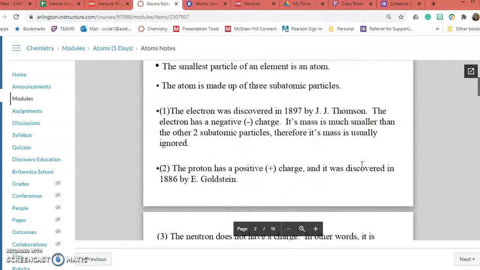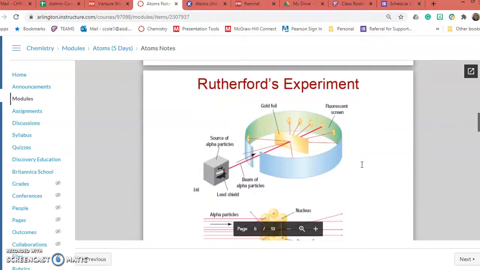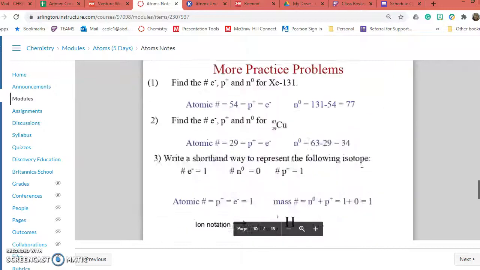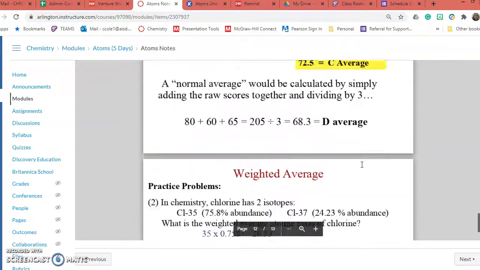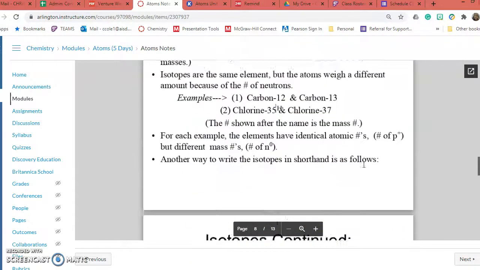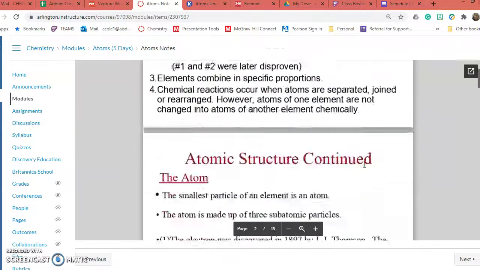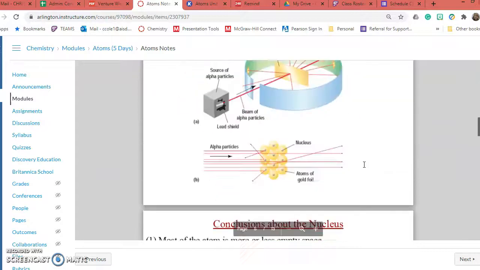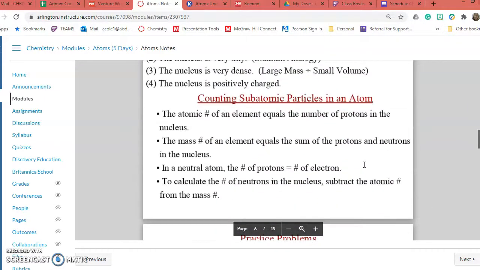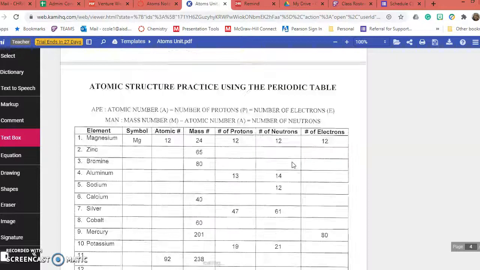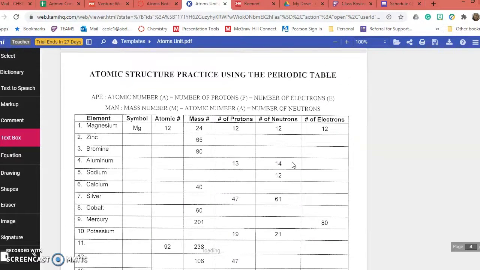Okay, here's the notes that you're going to use to answer the questions. Okay, so answer all your questions there. Take your notes. All right, after that page, after your notes, you're going to do this assignment, okay?